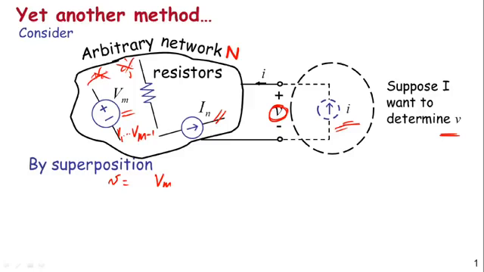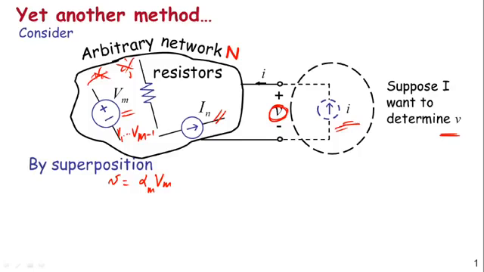Notice that once all the currents have been turned off and all the other voltages have been turned off, I'm left with a big resistor network, and I'm going to get some multiplier here. Let's label that alpha m. That will be the result of the source Vm acting alone on the output voltage V.